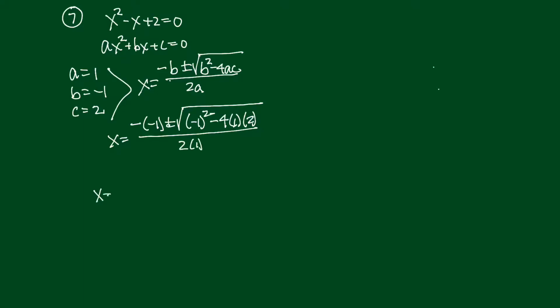So we are at x equals negative 1 is a 1, plus or minus the square root. Negative 1 squared is 1, and what do we get here? Negative 4 times 1 is negative 4, times 2 is negative 8, all over 2. So we're going to get 1 plus or minus the square root of negative 7 all over 2.